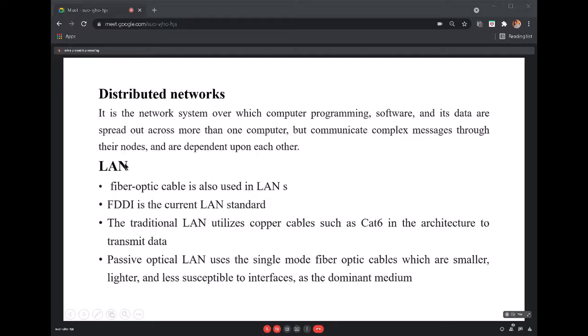Next is the LAN. So what is this LAN? Local area network. Fiber optic cable is also used in your LANs, as you all know.